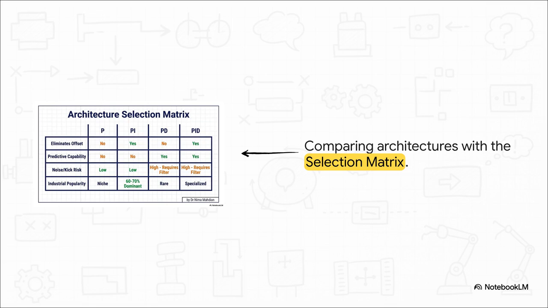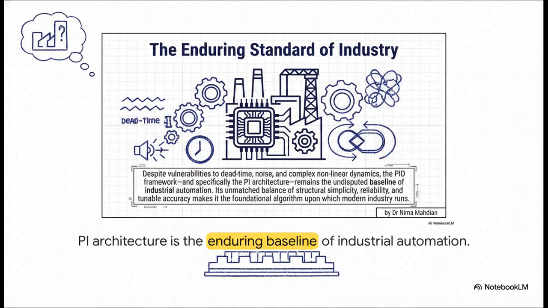Finally, for industrial popularity, P is niche, PD is rare, PID is specialized, but PI remains the 60 to 70% dominant choice across the board. Which brings us to our conclusion. Despite its vulnerabilities to dead time, noise, and complex nonlinear dynamics, the PID framework, and specifically the PI architecture, remains the undisputed baseline of industrial automation. Its unmatched balance of structural simplicity, reliability, and tunable accuracy makes it the foundational algorithm upon which modern industry runs.